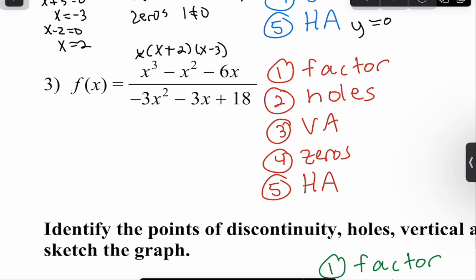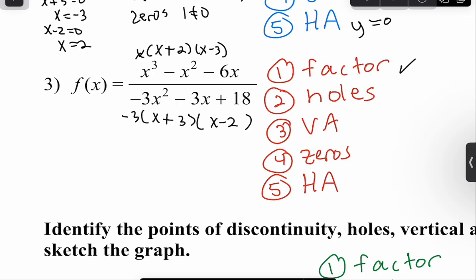That's okay. In the bottom, I would factor out a negative 3. When you do that, you get x squared plus x minus 6, which gives us x plus, this is what I get for doing it in my head. So we'd get x squared plus x, so that would be plus 3 and minus 2. So we now have it in factored form.